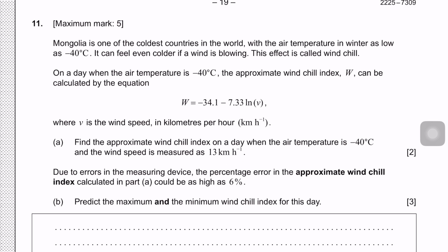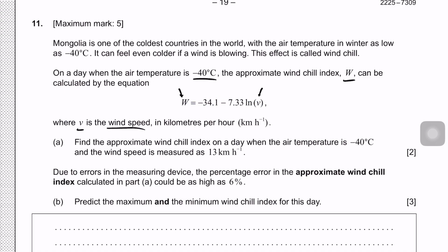Okay, so not a bad question. It might look a little confusing, and it's already question 11, so usually a little challenging. But essentially this is actually an input-output question. Here they tell us that when it's negative 40 degrees C outside, we can approximate the wind chill index, W, using this equation. And we have a relationship between W, the wind chill index, and V, which is the wind speed. So on a day when the air temperature is negative 40 degrees C, we can approximate the wind chill with this function right here, where wind chill and wind speed are related to one another through this kind of relationship.